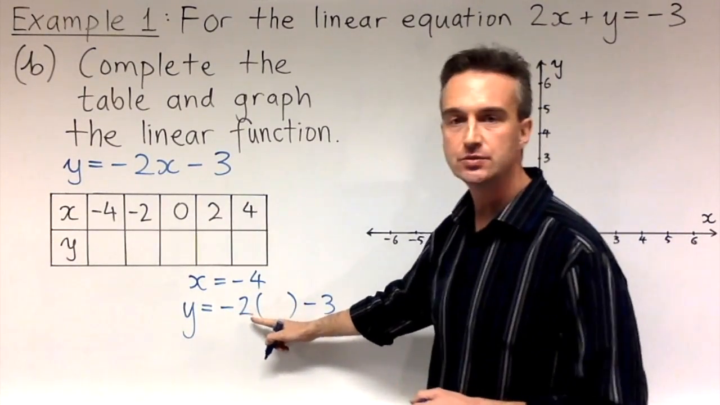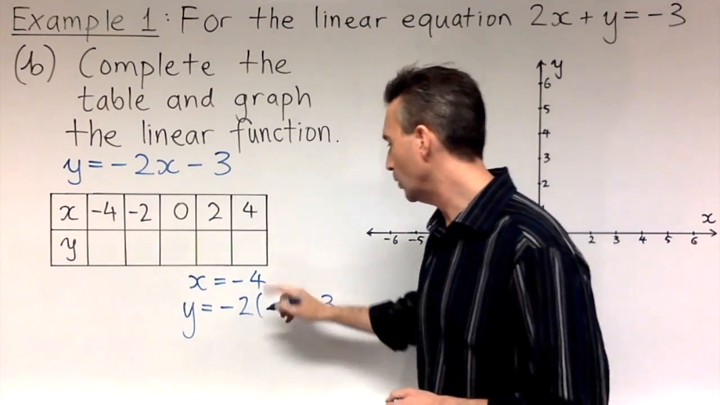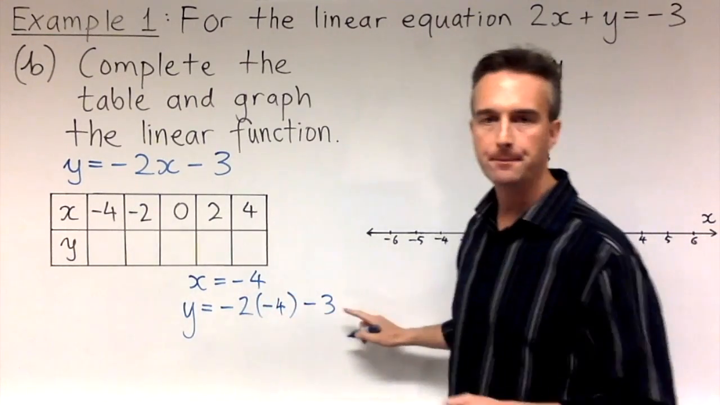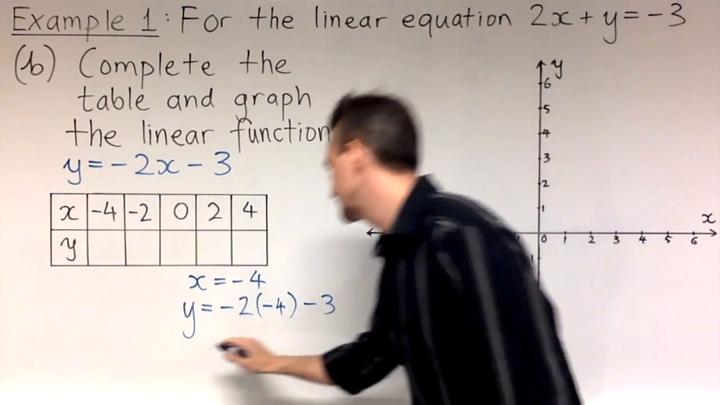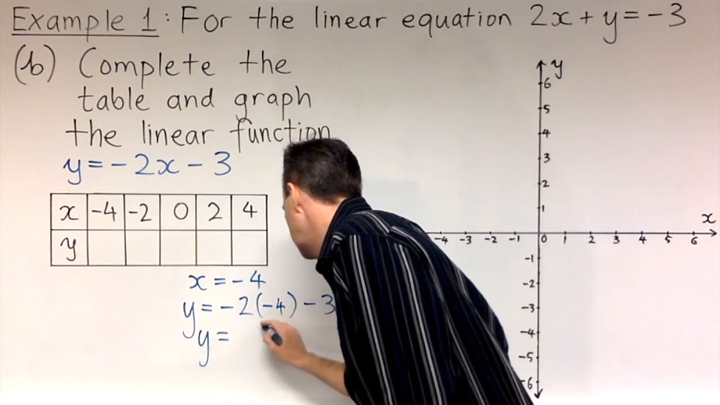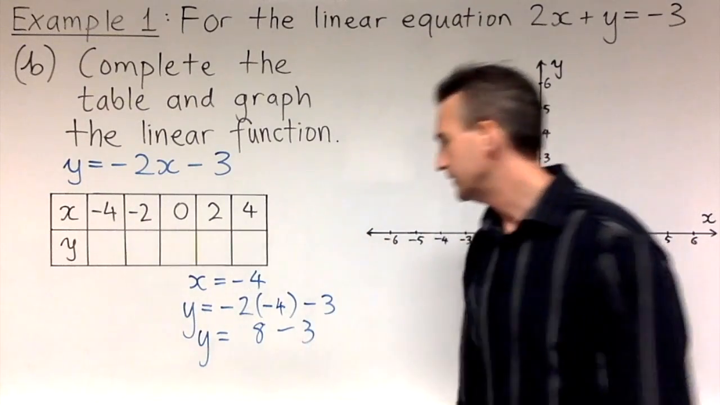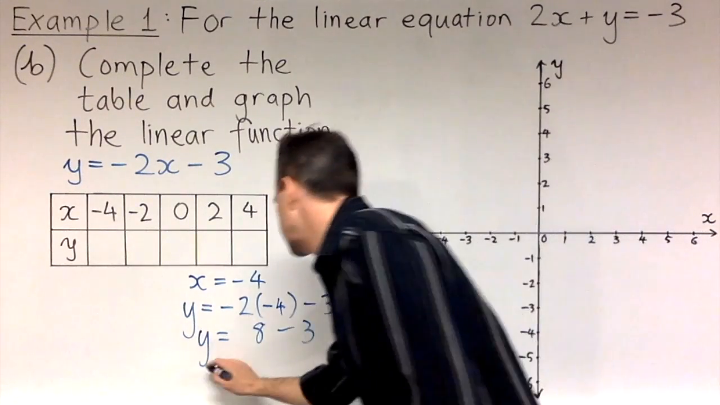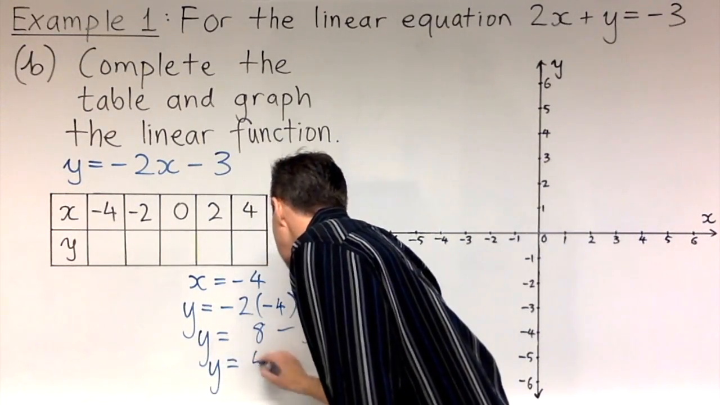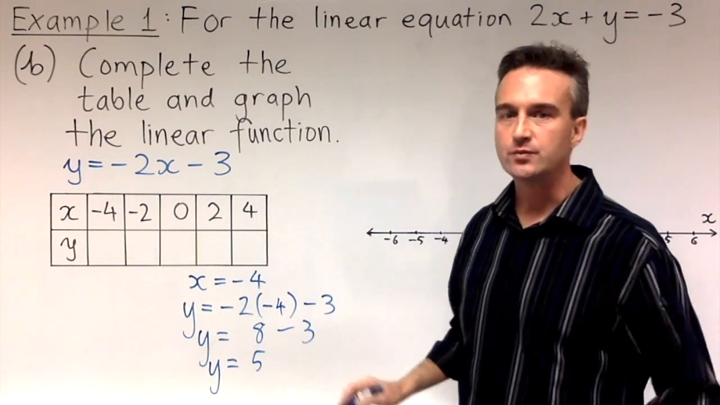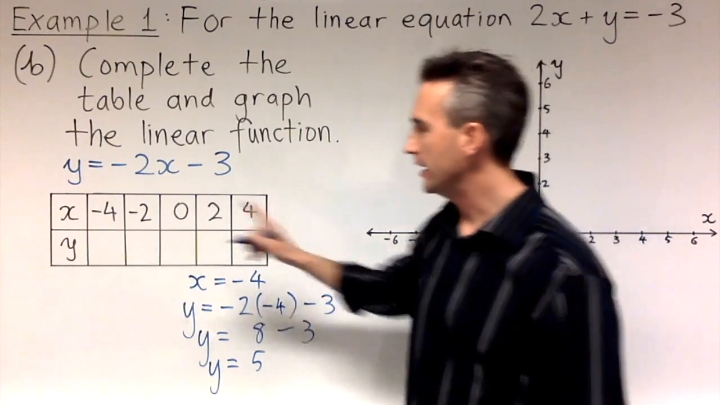y equals negative 2 times x, which is negative 4, minus 3. Let's evaluate this. Negative 2 times negative 4 is 8. 8 minus 3 is 5. Our y value is 5, and that goes here.